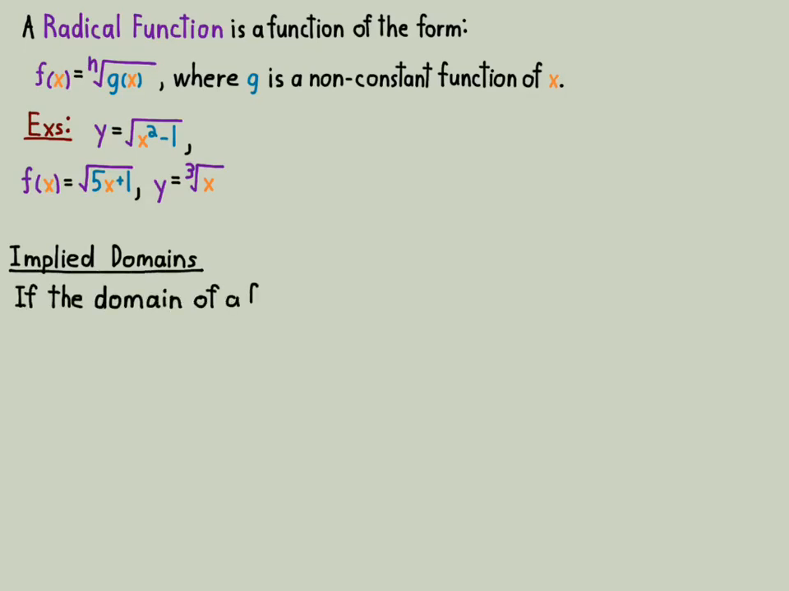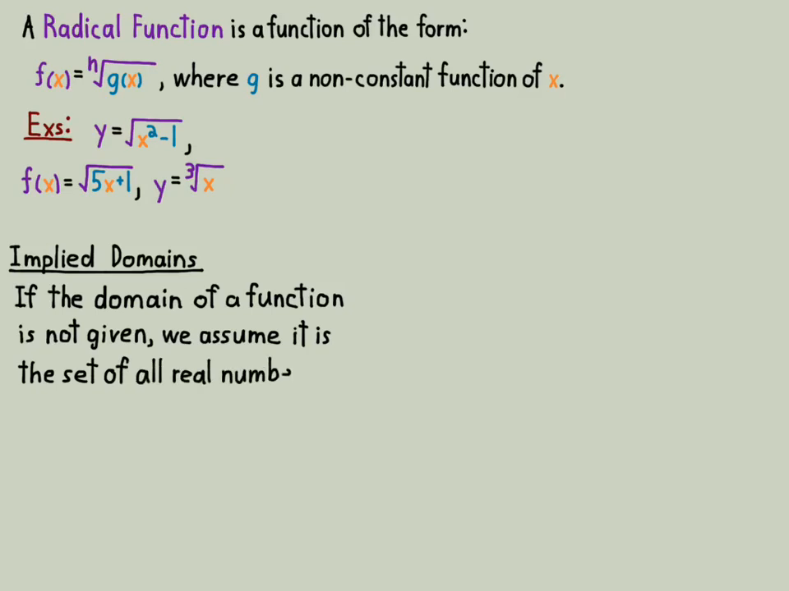Implied domains. Remember implied domains from before. If the domain of a function is not given, we assume it is the set of all real numbers that give outputs that are real numbers. So your domain is some subset of the real numbers, and when you plug those numbers into the function, you should get outputs that are real numbers. So from the domain, we want to eliminate the real numbers that would give us outputs that are not real numbers. That's what we're saying, right?